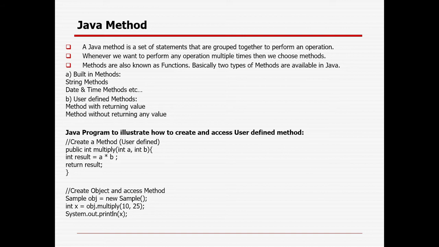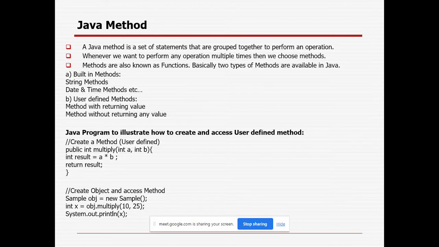And another one is the user defined method. In the user defined method, two types of methods are available. One type of method will return some value, and one type of method will be without returning any value, so the return type will be void. Whenever we are declaring a method, we need to use some return type. We'll see how we can implement a method and how we can call it multiple times in the main method.